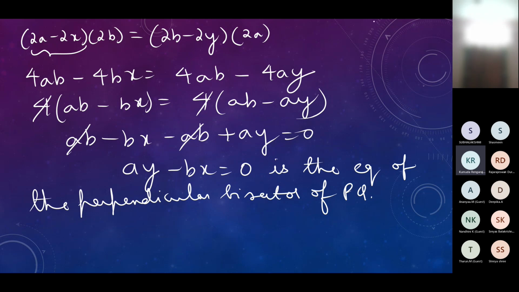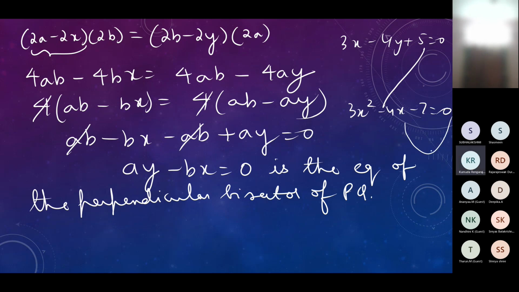Like you have the equation of a line 3x minus 4y plus 5 is equal to 0. This one is linear. It's a linear equation in 2 variables x and y. So it represents a straight line in the Cartesian plane. If you have an equation like 3x squared minus 4x minus 7 is equal to 0, it's quadratic. So it represents a parabola which can open upwards or downwards.